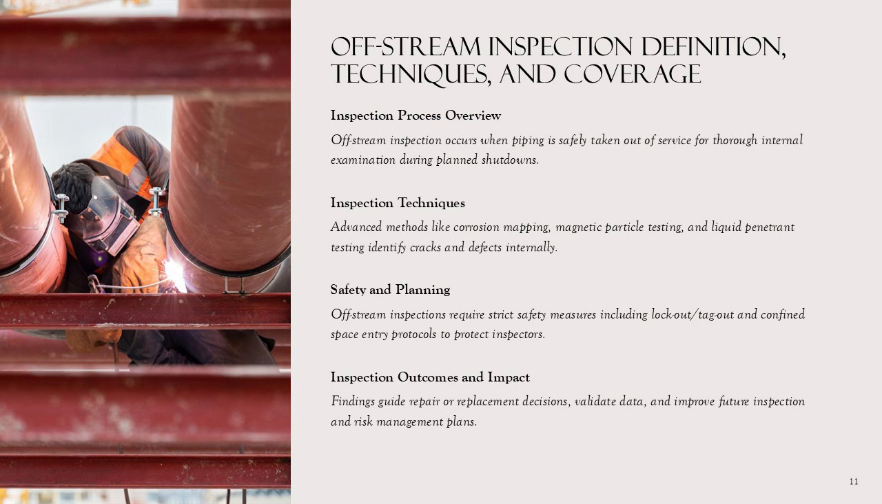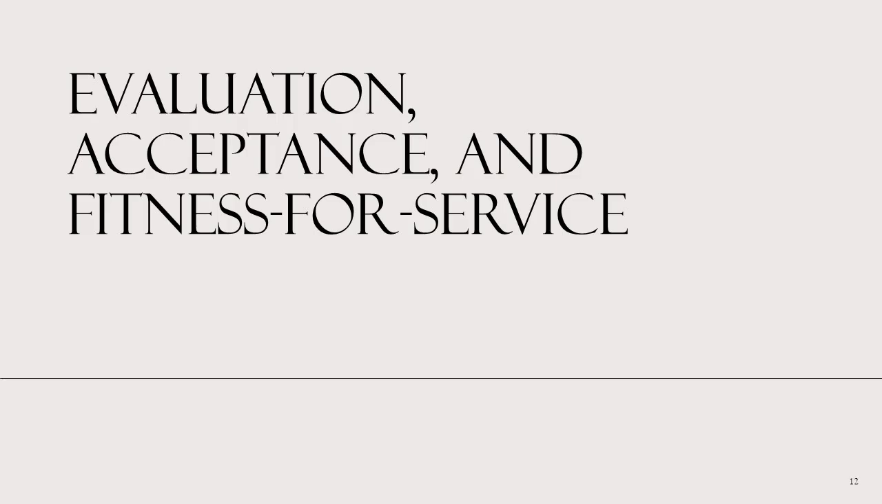Inspectors must take advantage of the opportunity to validate on-stream inspection data, confirm corrosion rates, and identify damage mechanisms with greater clarity. Findings from off-stream inspections often drive repair, replacement, or alteration decisions and are critical inputs to future inspection planning and risk assessments. Thickness evaluation, inspection intervals, and fitness for service.